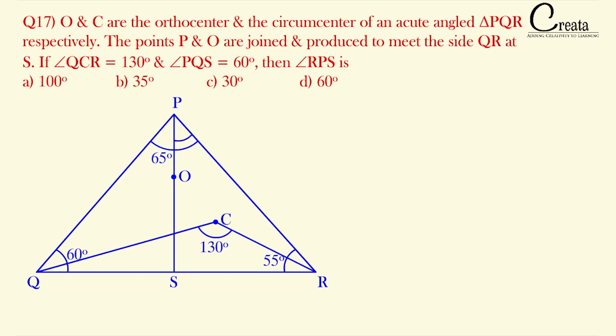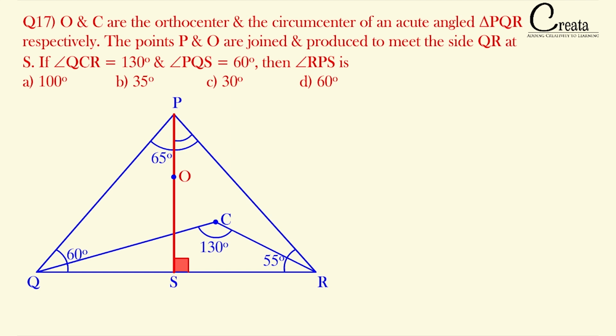Moving further, O is the orthocenter and we know the orthocenter is the point of intersection of the three altitudes. And what are altitudes? Altitudes are line segments that start from the vertex and are perpendicular to the opposite side. So we can say PS is an altitude for this triangle. Why is it an altitude? Because it is passing through the orthocenter O. If PS is the altitude, this angle will be a 90 degree angle. We got angle PSR as 90 degrees.